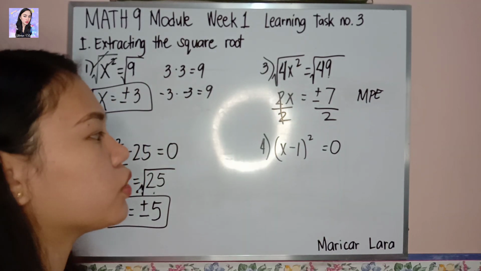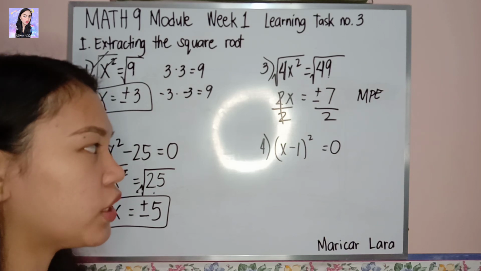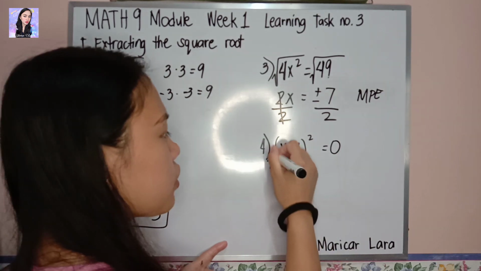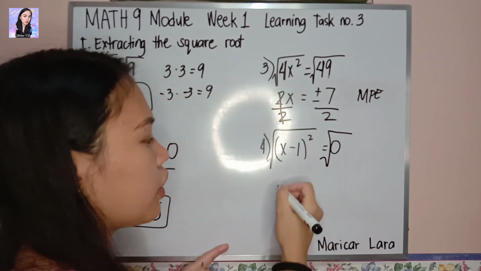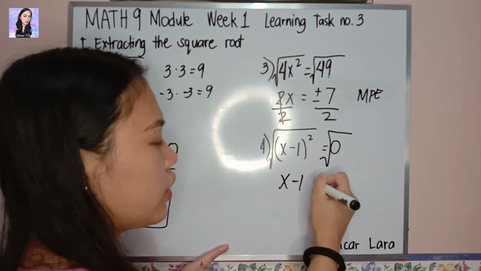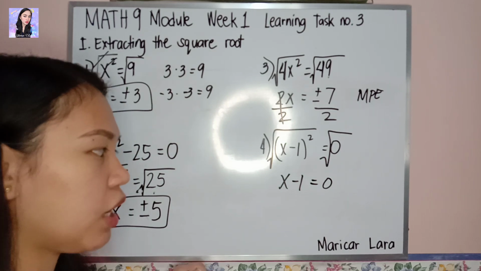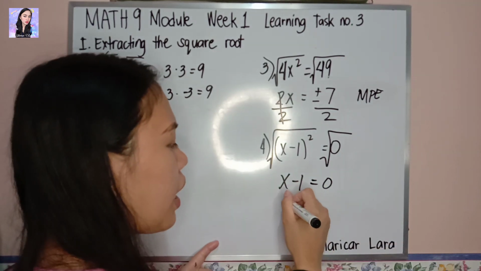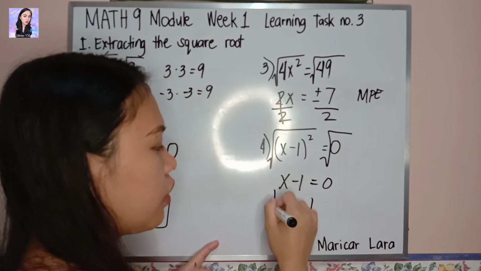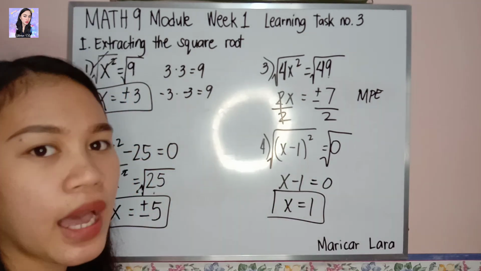Okay, last example, number 4, we have x minus 1 squared. So, extract the square root lang po. And then, we will have x minus 1 equals 0. And then, i-apply lang ang APE or ililipat si negative 1 sa kabila. And then, we will have positive 1. So, that is the answer.